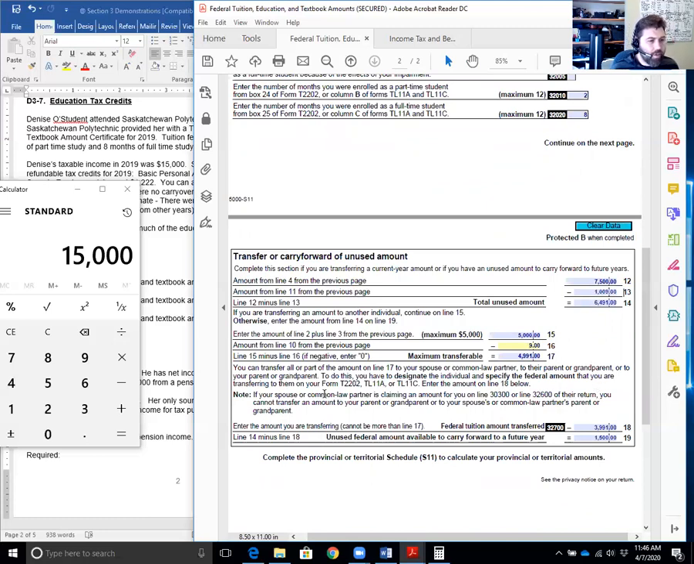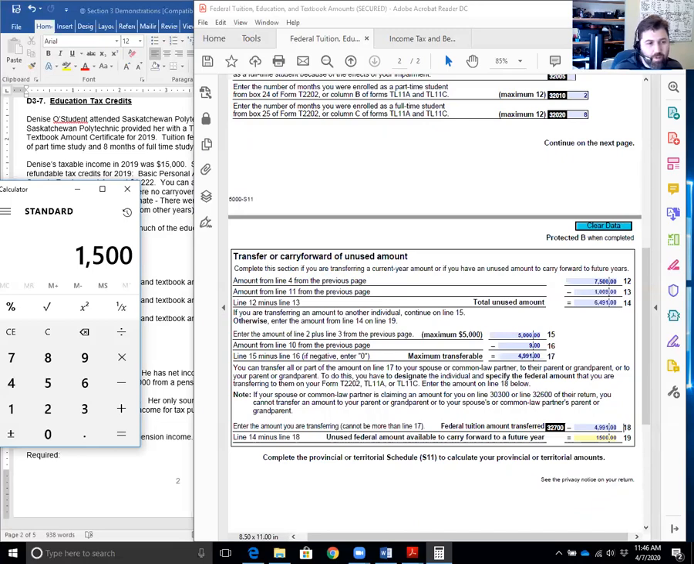Okay, so this explanation again about how to transfer, who we can transfer to. The amount you're transferring cannot be more than line 17. So we're going to transfer 4,991. And unused federal amount available to carry forward to a future year is line 14 minus line 18. So that's 6,491 minus 4,991 equals 1,500.